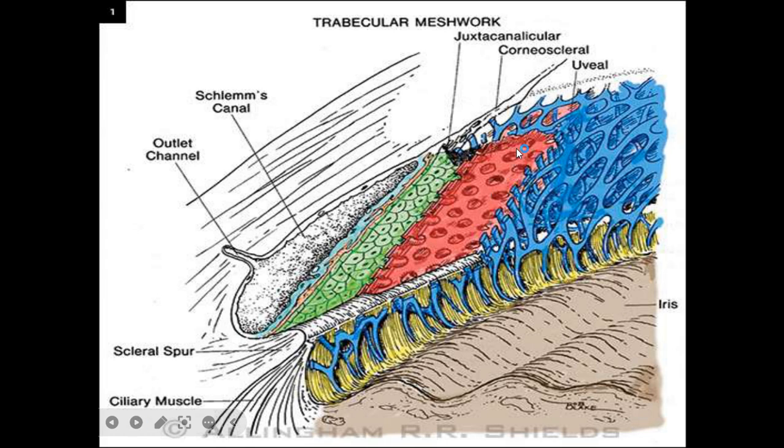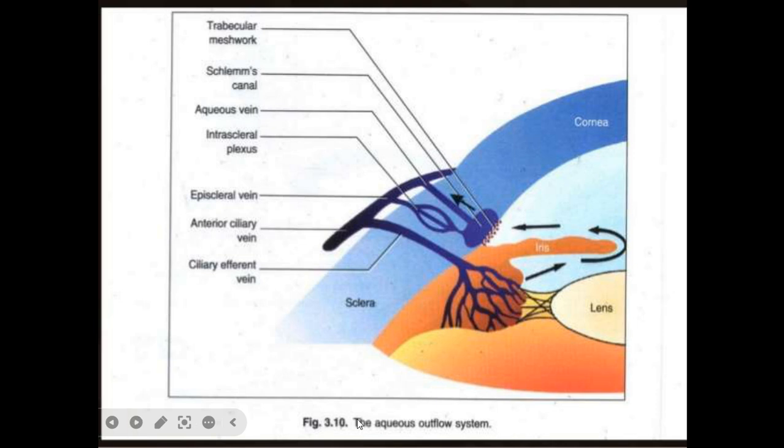So here you can see the red colored part is corneoscleral area, from where the aqueous humor flows into the juxtacanalicular area, the green part. This is the trabecular meshwork of the eye. From there the aqueous humor flows into the Schlemm's canal and then it is let out through the outlet channel. So this is the aqueous outflow system.